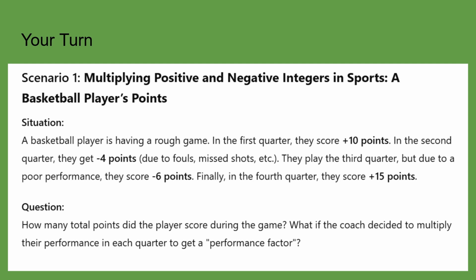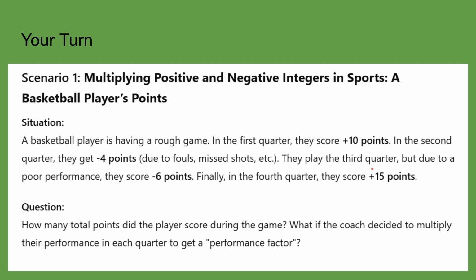So for your turn, we'll have word or real life scenarios involving multiplication and division of integers. Okay? So we have scenario number 1. We have multiplying positive and negative integers in sports. All right, particularly in basketball. So the situation is a basketball player is having a rough game. In the first quarter, they score positive 10 points. In the second quarter, they get negative 4 points due to fouls, missed shots, etc.